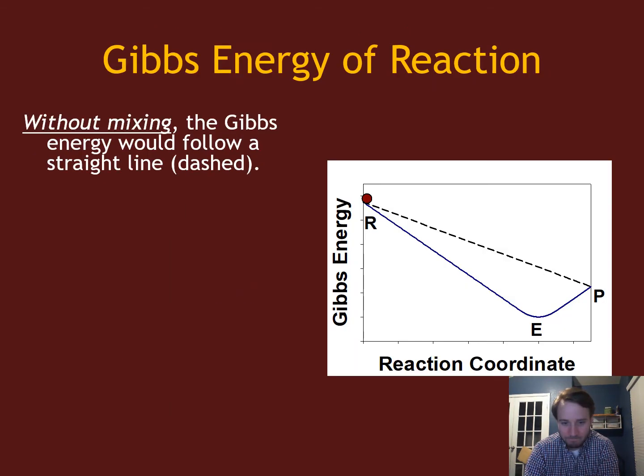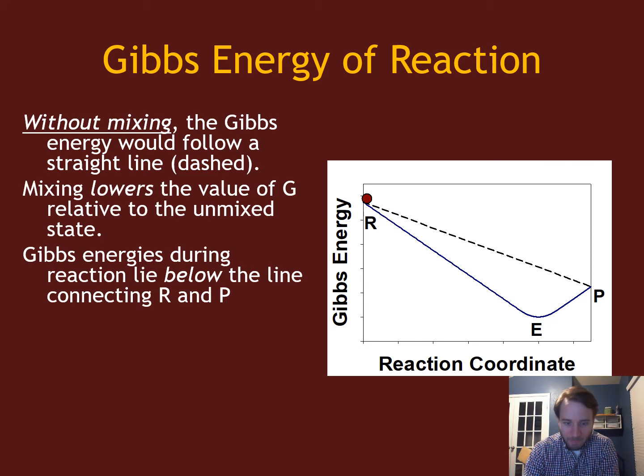Let's consider the free energy change without mixing. If there's no mixing, if I had this reaction occurring where my reactants are in one vessel, and once they react, the products get immediately removed into some other vessel, then the reaction would follow just a straight dashed line in this plot. Assuming products are lower in free energy than reactants, all reactants would eventually form products.